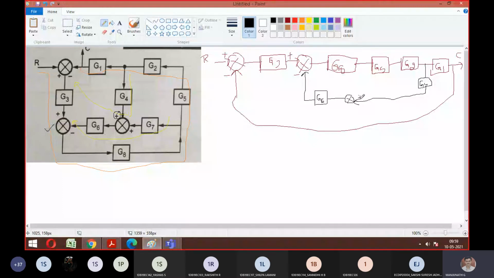So it's over. Now where should I connect my G7, guys? Look at the diagram. G7 is connected between G5 and G8. So here I am supposed to connect one more block called G7. To connect it to the summing point, is it positive? Yes, sir. So plus. So look at the diagram. Anything we have missed? Everything is covered.